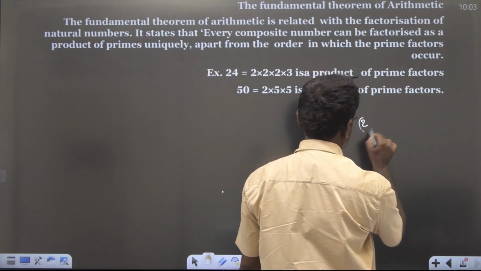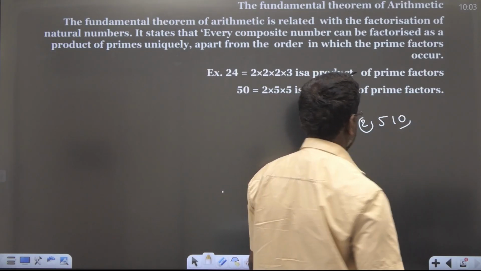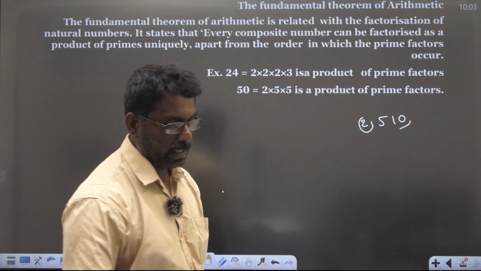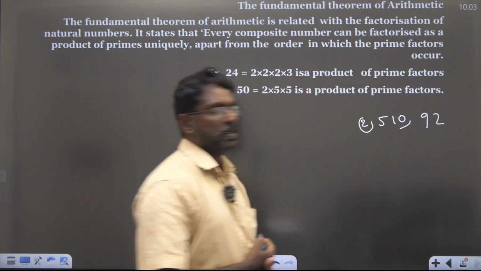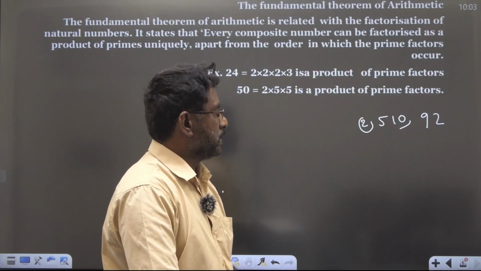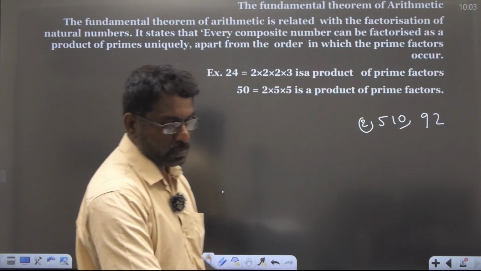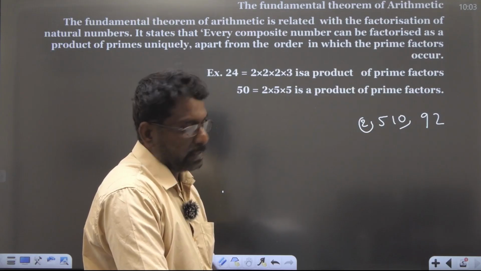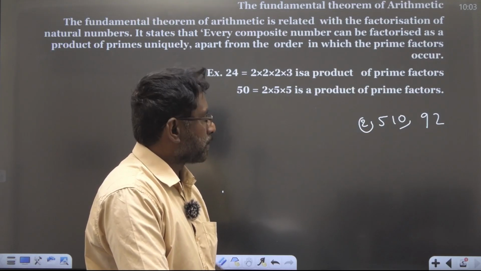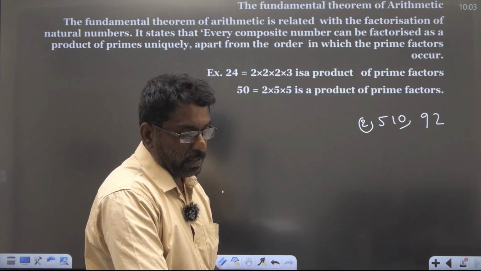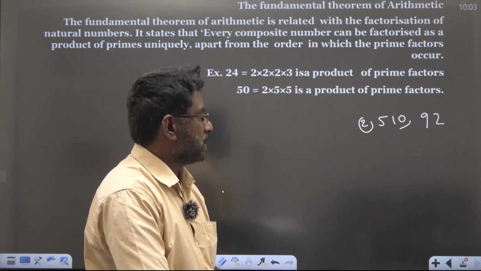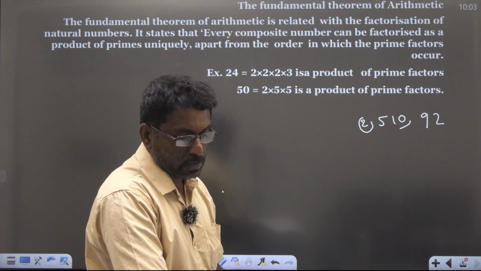510, second question. The numbers are 510 and 92. The question is the same. Find the LCM and HCF of the pair of integers 510 and 92, and verify that LCM into HCF is equal to the product of these two numbers.